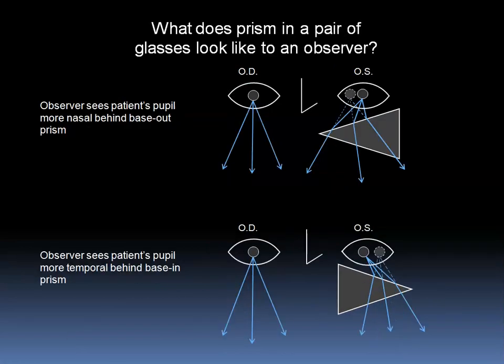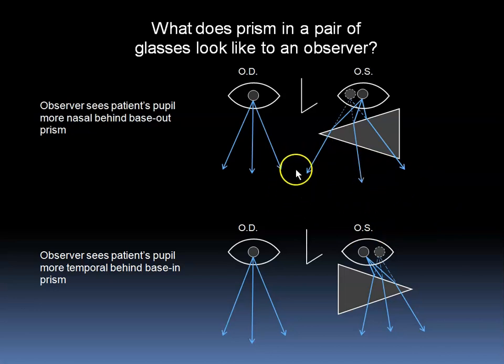What does the patient's pupil look like behind the patient's glasses to an observer? Here we have a prism in front of the patient's eye, and the observer is looking from here.